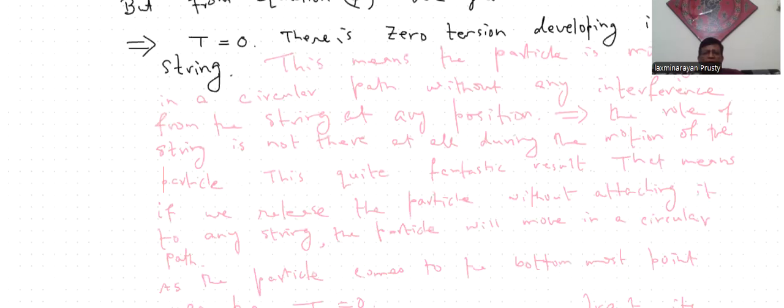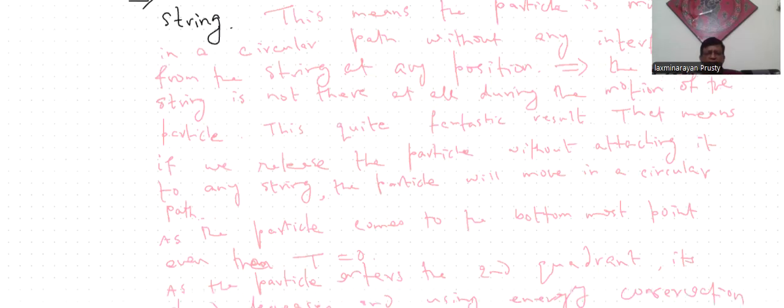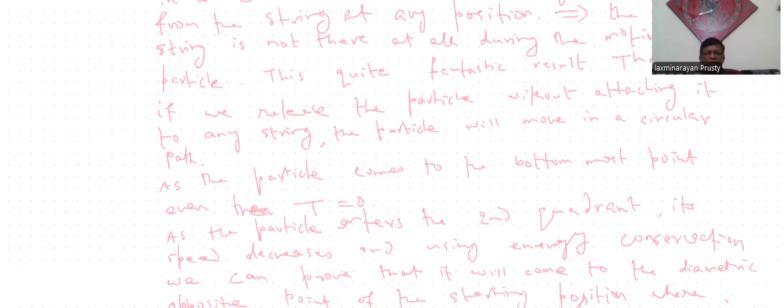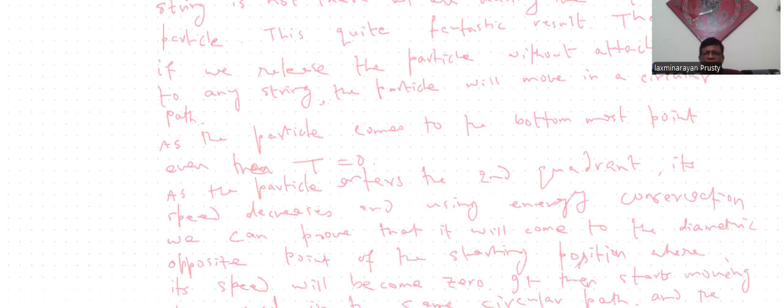This is quite a fantastic result. The string has no role in this circular motion. The radially inward electric force is completely responsible for the centripetal acceleration. No need of any extra force for that purpose. Am I clear? As the particle enters the second quadrant, speed starts to decrease. Then again you can use energy conservation. You can prove that it will come to the diametrically opposite point of the starting position.